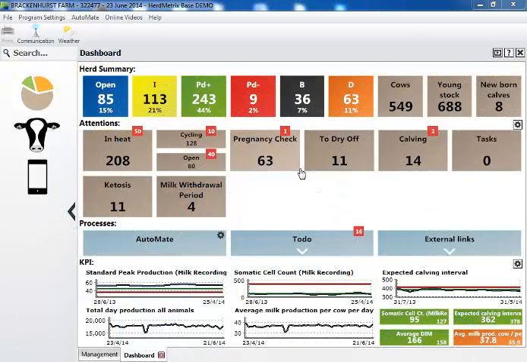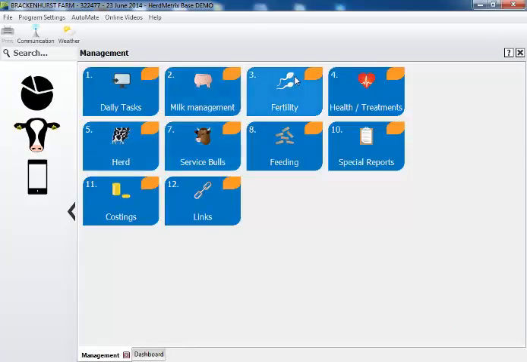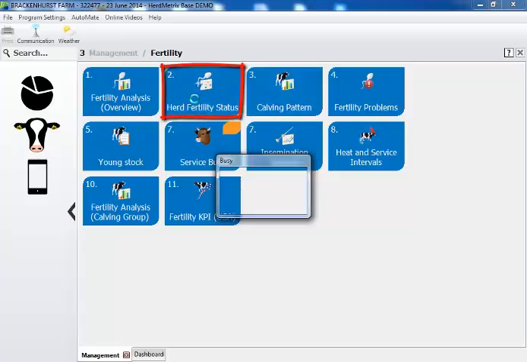Hello and welcome to this online movie of the new Herd Metrics version 5, where we're going to take a look at fertility. So first of all, I'd like to show you the herd fertility status.